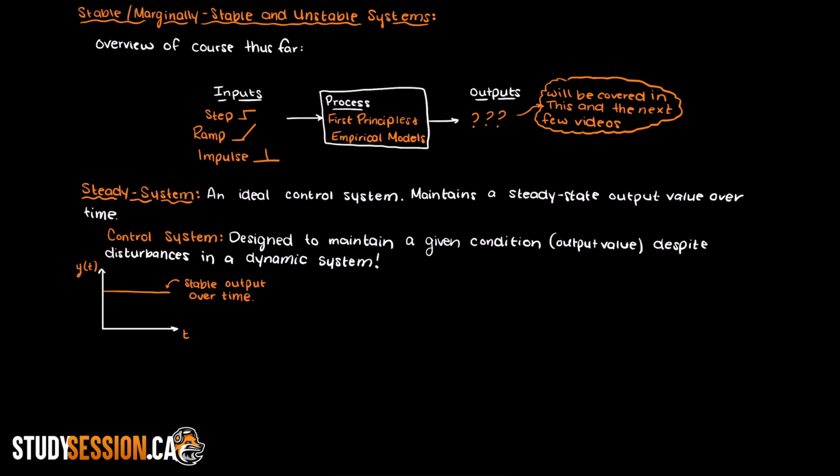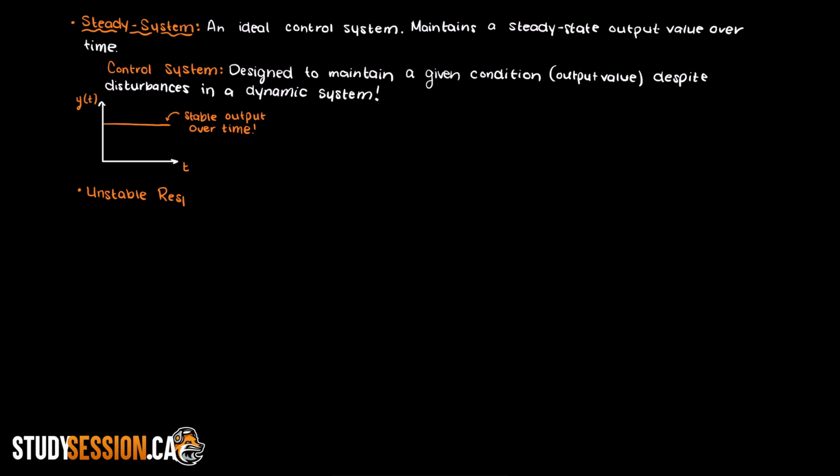So, when we observe these systems graphically, it is very important to observe how the output fluctuates over time. This will visually show you how your system responds, whether it is stable, unstable, or marginally stable. So, let's just talk about unstable responses and marginally stable responses, and then we'll go through a few examples to ensure that you understand.